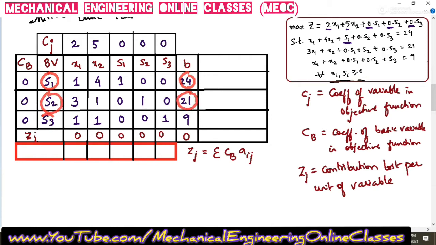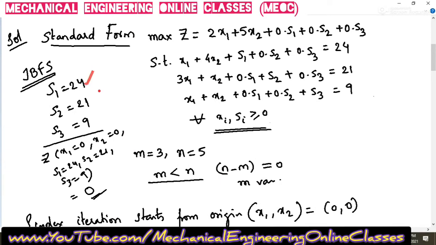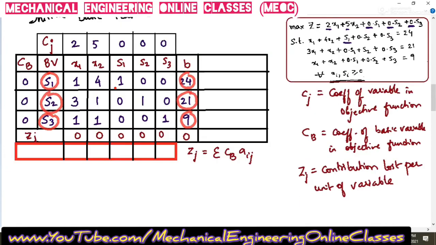The value of S3 is 9. These are the basic variables. All other variables are 0. Did we get the same here? 24, 21, 9. And similarly, the value of Z came out to be 0. This is our initial basic feasible solution.